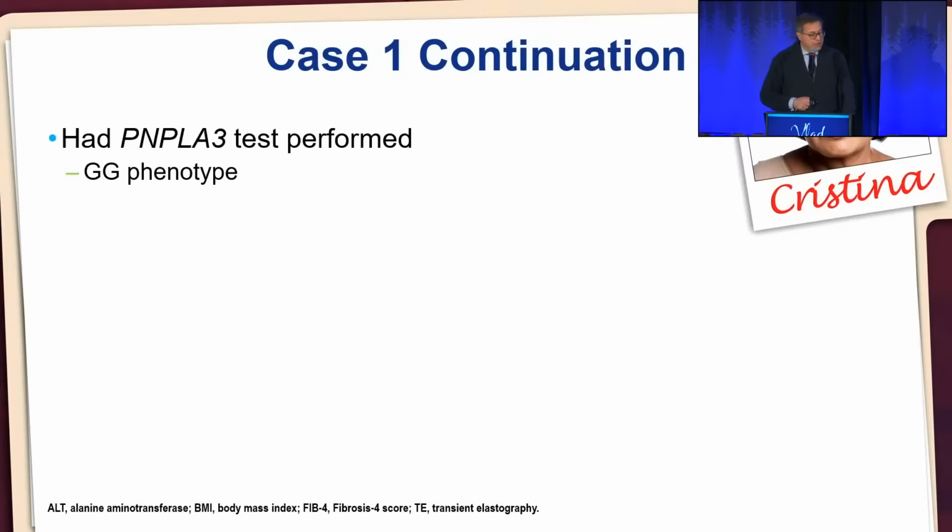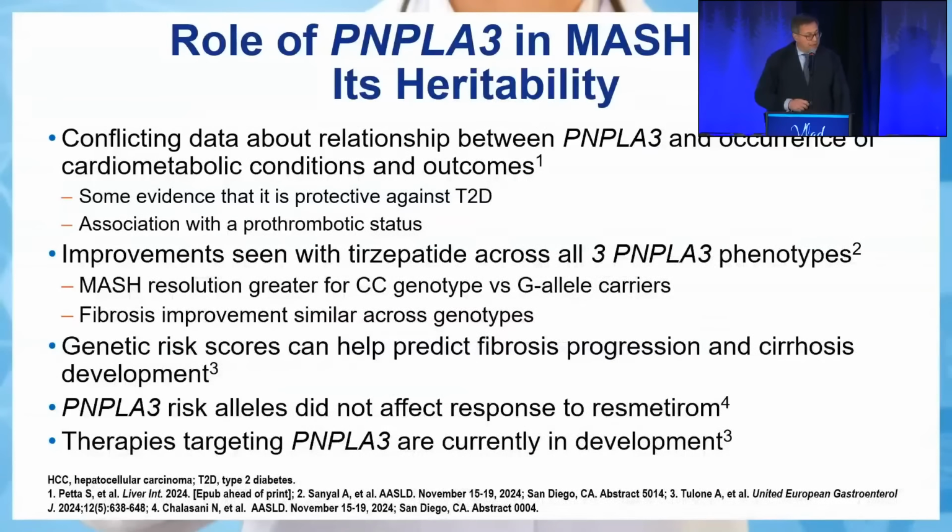So in this patient, the PNPLA3 test was performed, and it confirmed the bad phenotype, the one that is associated with more cirrhosis, more inflammation, more liver cancer, which is the GG phenotype. And then the question becomes, how does that play into, first, natural history of the disease, second, response to treatment, Resmetirom.